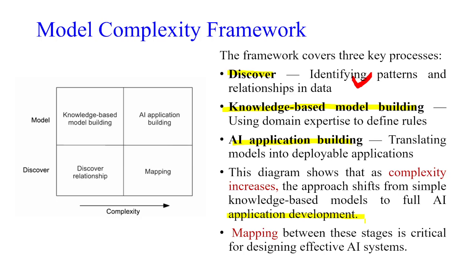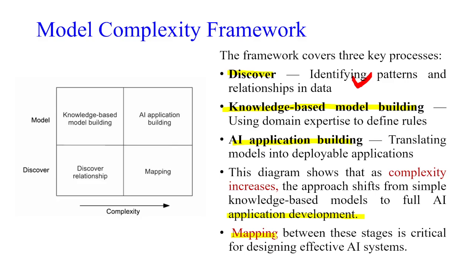And importantly, mapping between these stages is critical. We know there are stages, so mapping is again going to be a very critical task. If you want an effective AI system, then this mapping should be done with care. Each stage feeds something to the next stage.